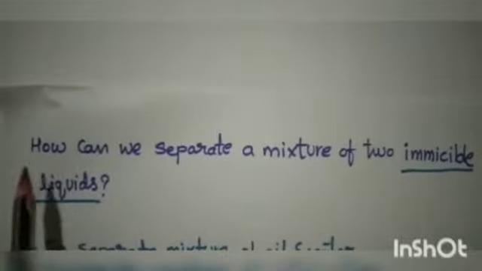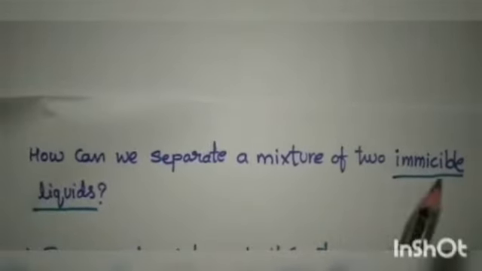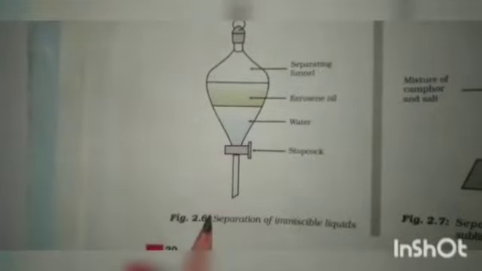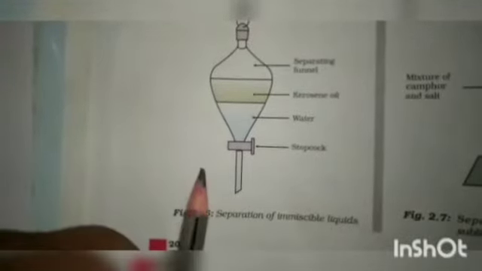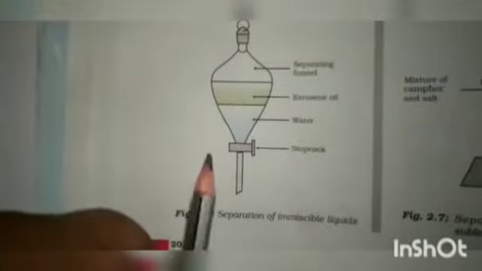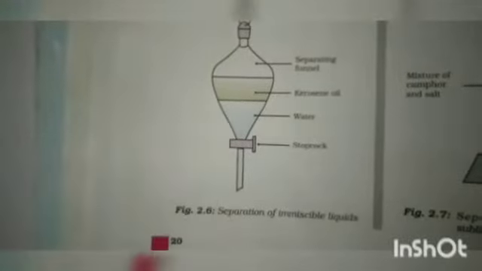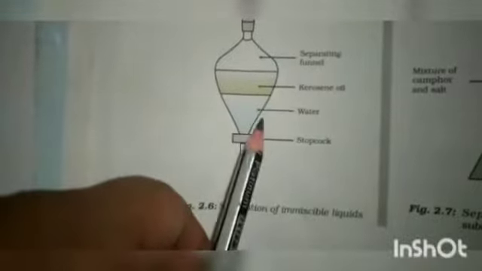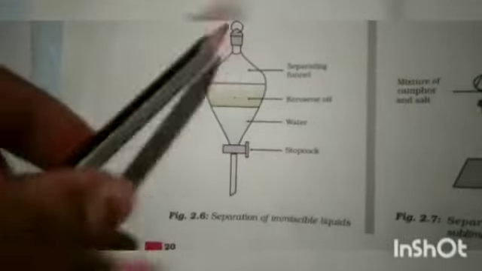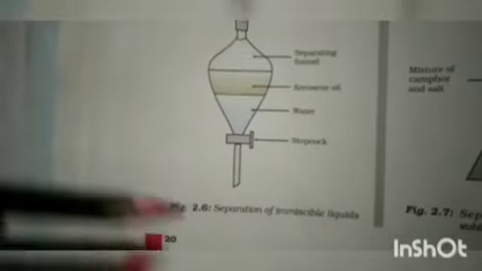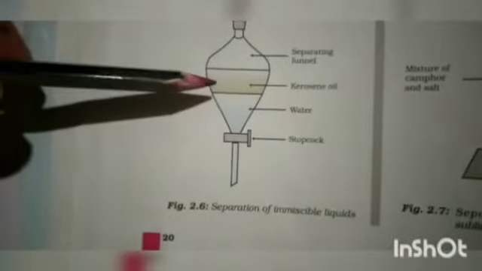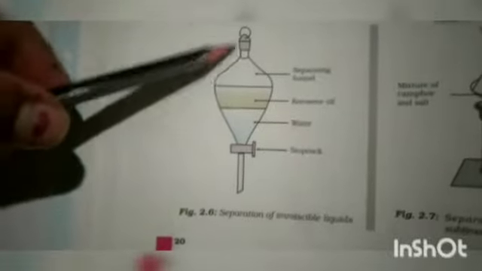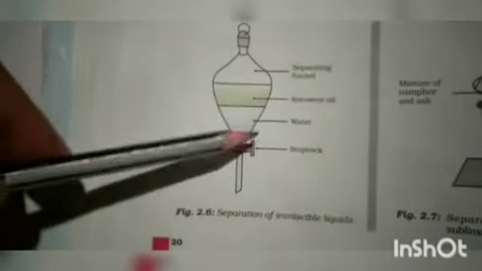Okay, now we'll study how we can separate a mixture of two immiscible liquids. There is an activity to separate a mixture of two immiscible liquids. For this activity, we have taken a mixture of kerosene oil and water. Okay, let us perform this. First, let us try to separate the kerosene oil from the water using a separating funnel. This funnel is called a separating funnel.